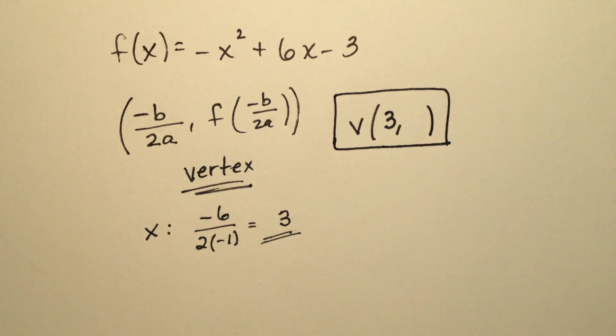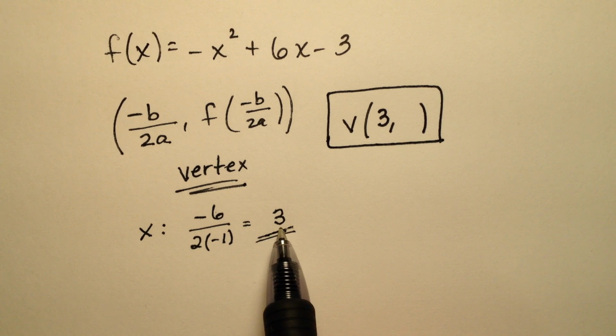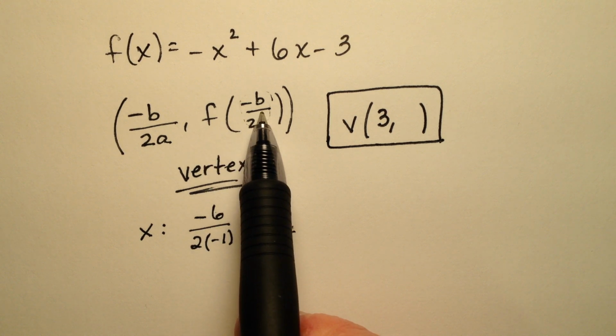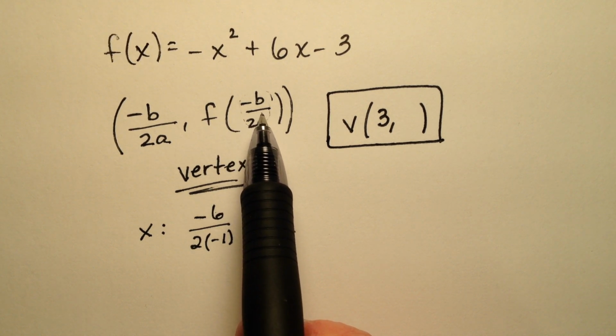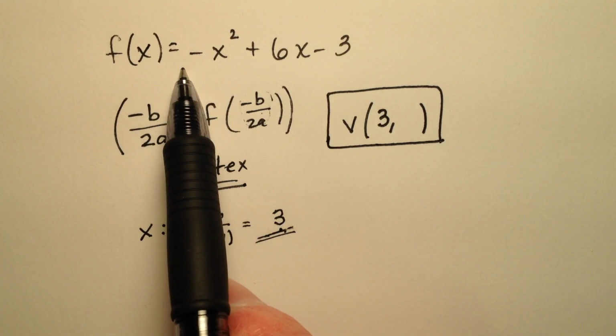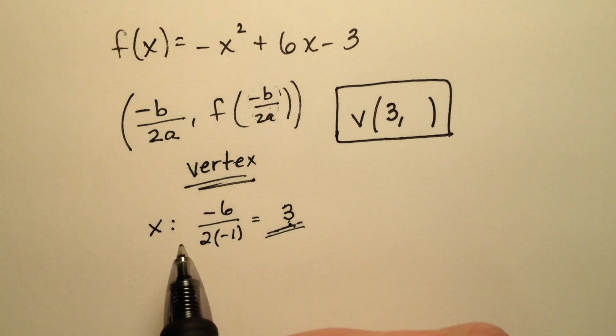So how do I get the y-coordinate of my vertex? Well, I'm just going to plug my x-coordinate, which is 3, into my function, and that will give me my y. So remember, your function takes input and gives output, so it takes an x value and gives a y value. So when I plug 3 into my function, let's see what I get.